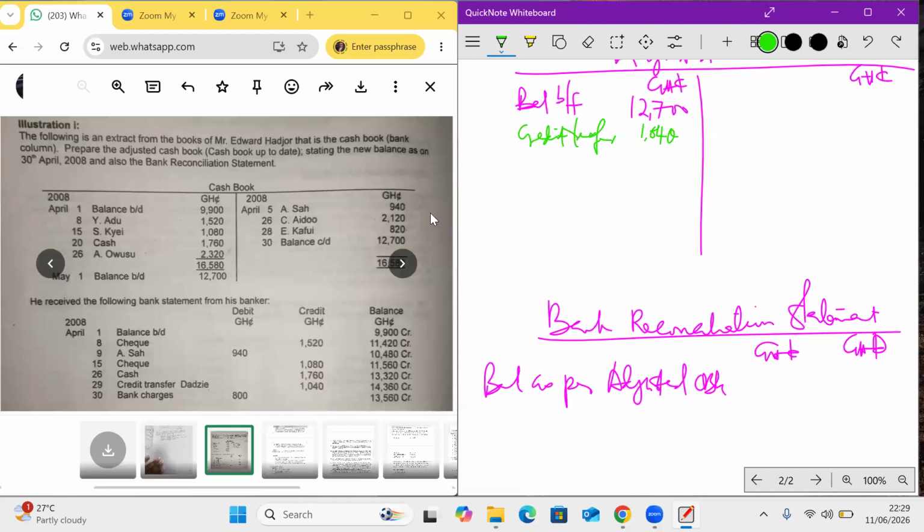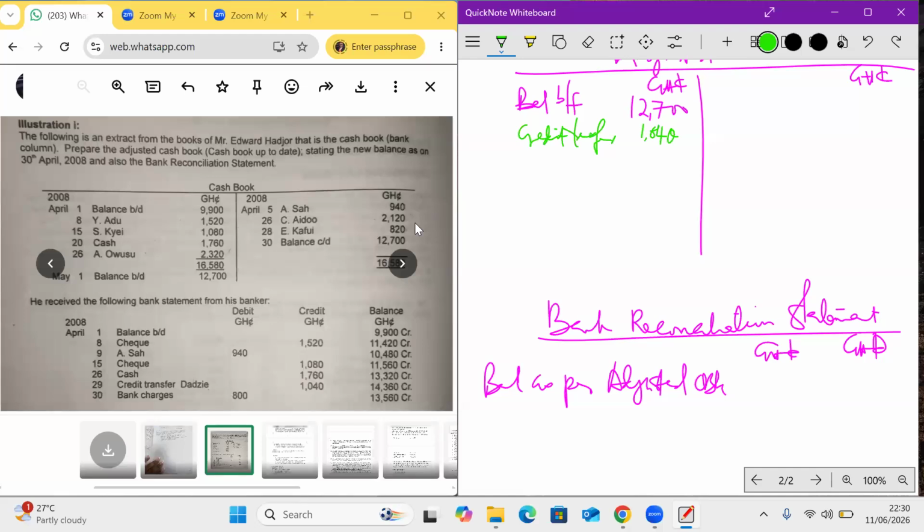Let me see. 940 is there. 2,120 is not there. So if it's not there, what happens? That's unpresented. How did you know it's unpresented? Because it didn't come in the bank statement. It wasn't in the bank statement, so they didn't present it.